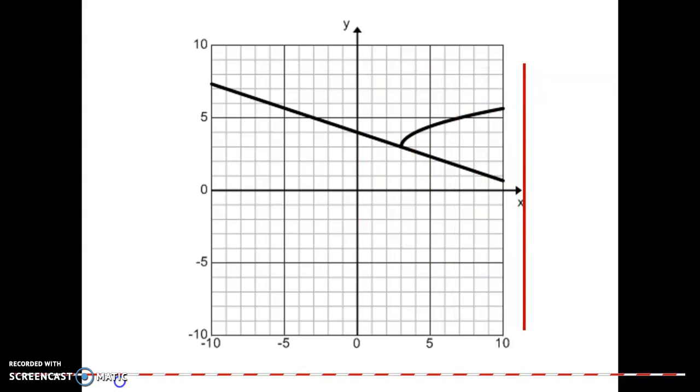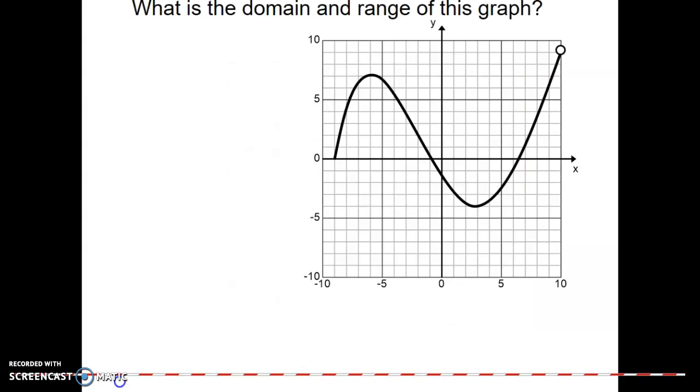Okay, now you have 3 more graphs on your notes. So run the vertical line test through those 3 graphs and figure out whether it is a function or not a function. And then we'll start up the video again. All right, so your answers for those should have been no, no, and yes. Okay. All right, moving on.